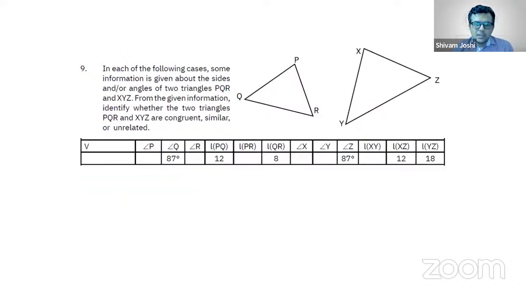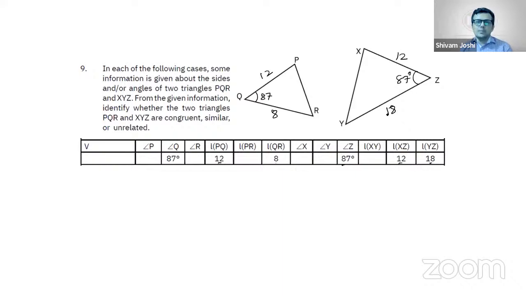Then we have 87 degrees, which is the measure of Q. 87 degrees, which is the measure of Z. Length of PQ is 12. XZ is 12. Then we have QR, which is 8. And then we have YZ equal to 18.